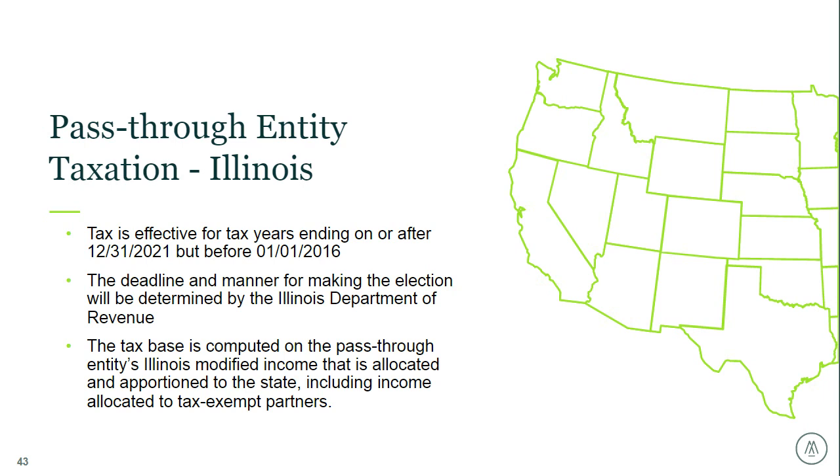The legislation was fairly high level, with the legislature instructing the Department of Revenue to issue regulations to fill in a lot of the gaps and add clarity. The tax base is similar to that of Oregon, where it's only computed on the Illinois source income of the pass-through entity after allocation and apportionment. So it's different than California with respect to residents, where residents are taxed on 100% of the income irrespective of sourcing.